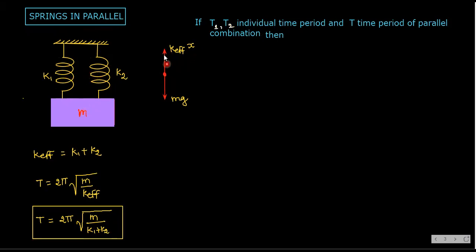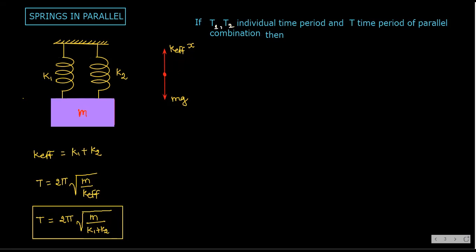If we draw the free body diagram, in the upward direction, K effective into X, downward is its weight. Understood? Whether springs are in series or in parallel, we have to take the resultant restoring force in the upward direction. In the downward direction, mg, that is its weight. Now when springs are connected in parallel, K effective is what? K1 plus K2. And that's why time period T is equal to 2 pi under root M by K effective. Just substitute the value of K effective, that is K1 plus K2 here. You will get the time period.